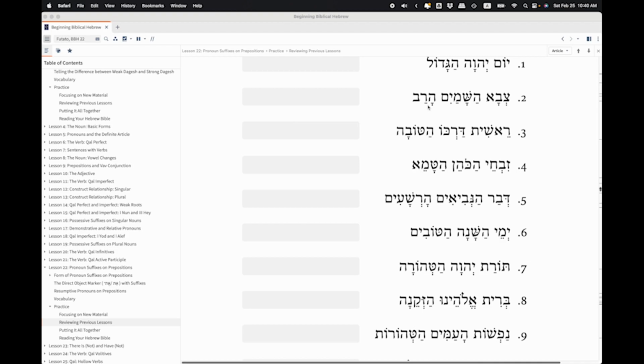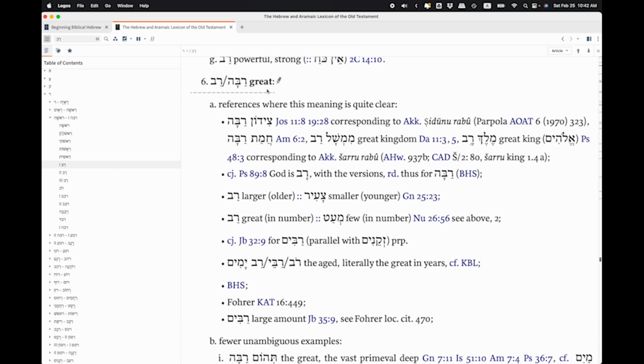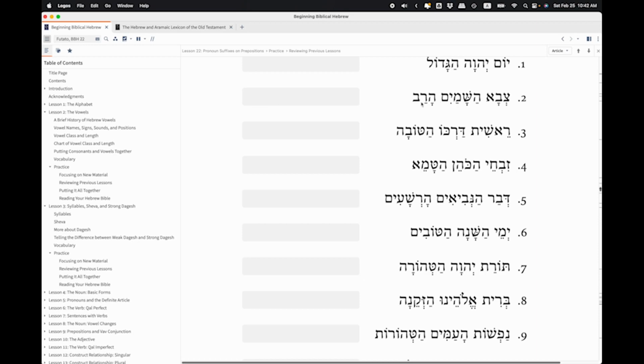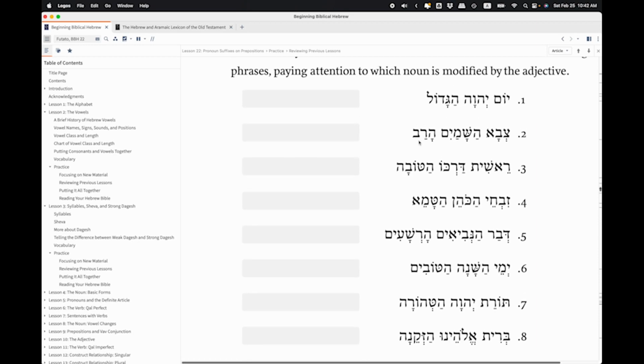That doesn't work here. If it's modifying host, we would have to say something like the numerous. Holladay recommends great, which would be similar to gadol, but the idea is not size, the idea is quantity. So great here does not necessarily refer to size, that's the primary difference between gadol and rav. Gadol is going to be size, rav is going to be quantity. So we have the army of the heavens, the great, which would be the great army of the heavens.